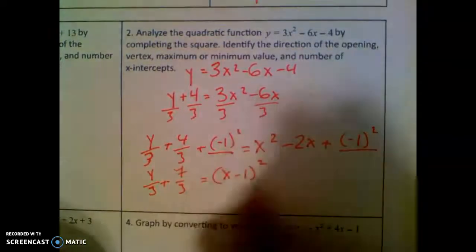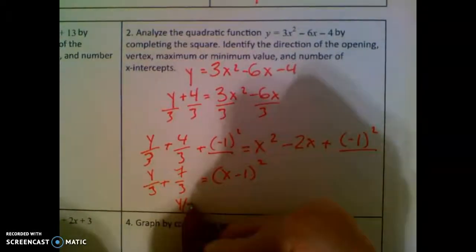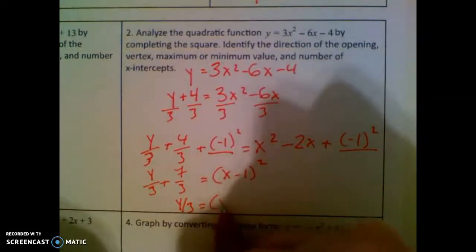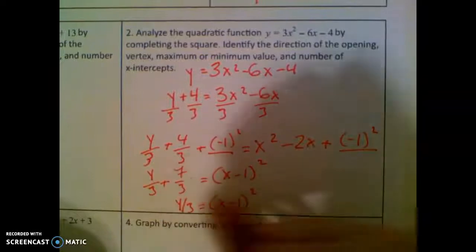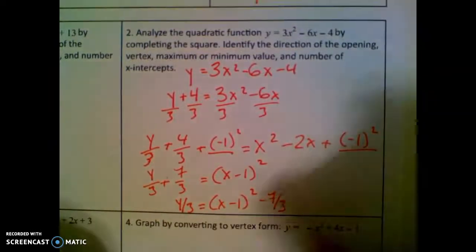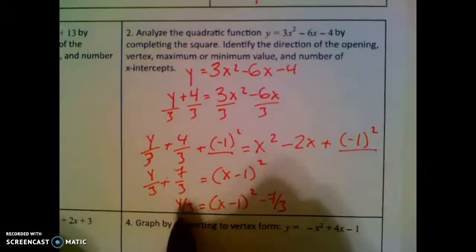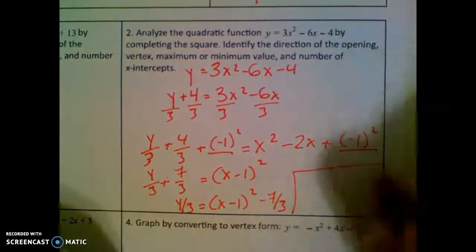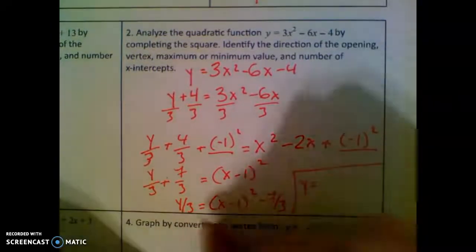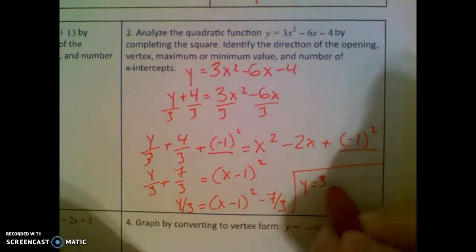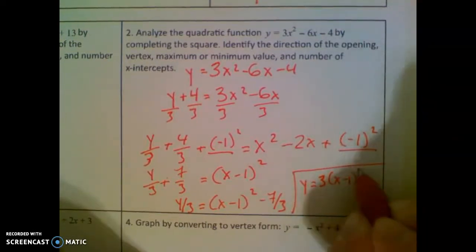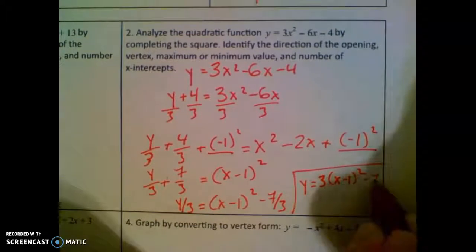Okay, I'm going to move that 7 thirds over, so I'm going to get y thirds. Sorry, not added over, subtracted over, I apologize, because I'm trying to get it off that side, so minus 7 thirds. And I cannot have this y thirds, so I need to multiply by 3. I'm going to get y equals, multiplying by 3, you just get that value on the outside there, x minus 1 squared, and then that's going to be a minus 7.